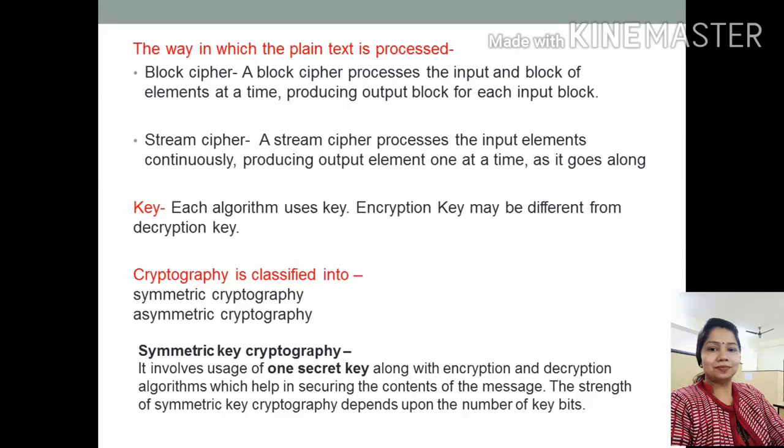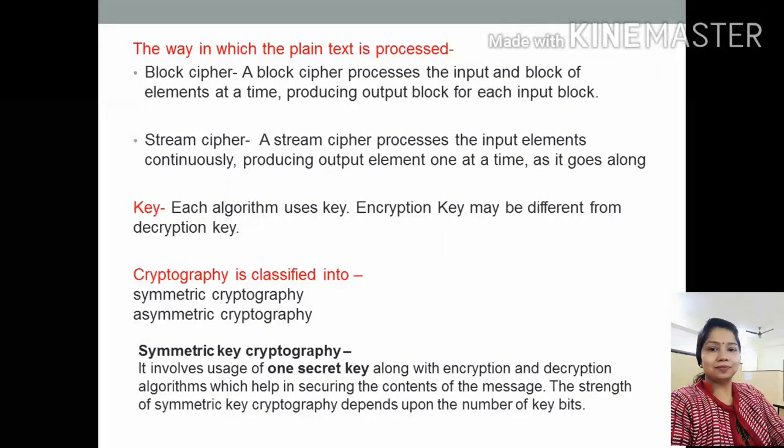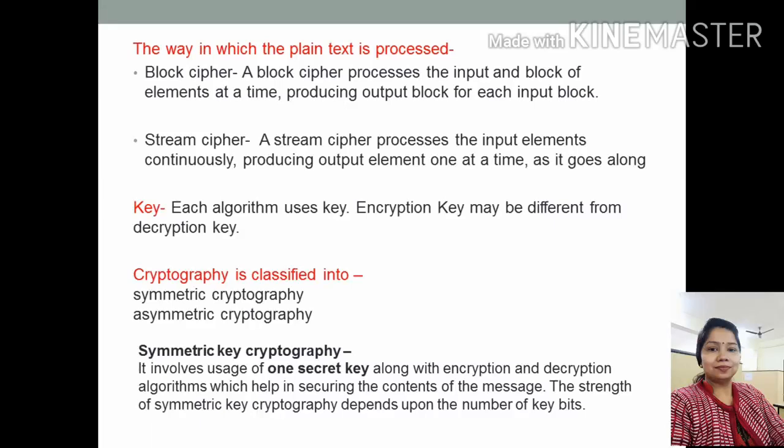Then we come to classification of cryptography. We have two types of cryptography methods. First is symmetric and the other is asymmetric. In a symmetric key encryption, we have a single key which is called the secret key. This secret key is exchanged between the two parties who want to share information between them. The first party encrypts with a key, and the same key is used by the other party when the message is received. He decrypts it with the same key.